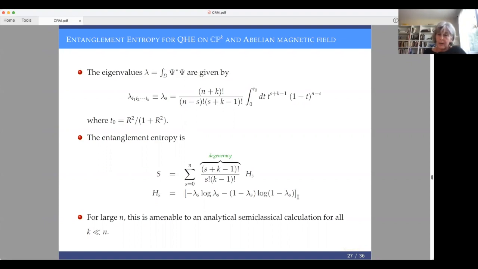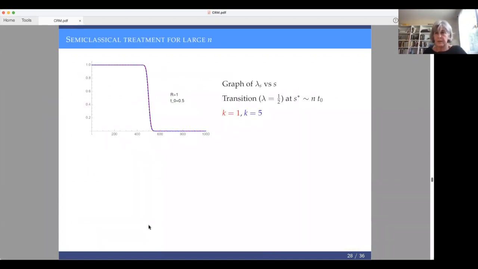Okay, so now for large n, it turns out that this is amenable to an analytical semiclassical calculation, and it is true for any k as long as k is smaller than n. If I plot lambda as a function of s, what we find is that there is a transition point right here in the middle, and this occurs at s*, which is essentially n times t0. At the transition point, lambda is one half. For s smaller than s*, lambda is 1, and this corresponds to the modes that are localized within D. For bigger s, lambda is 0, which corresponds to the modes that are localized outside D.